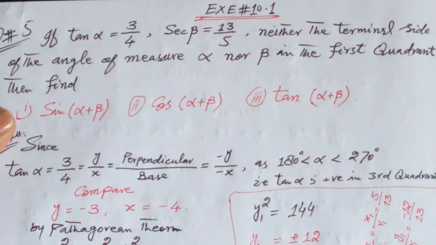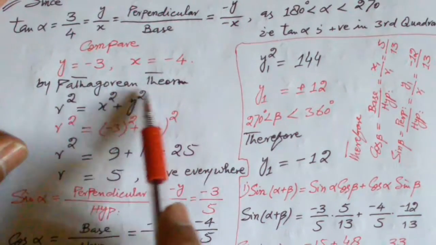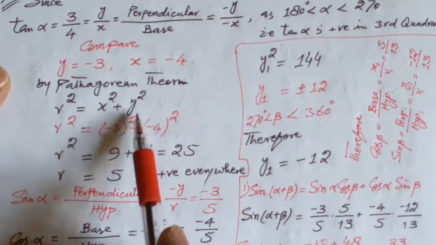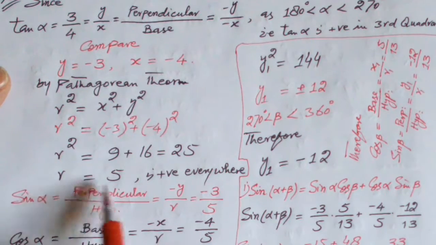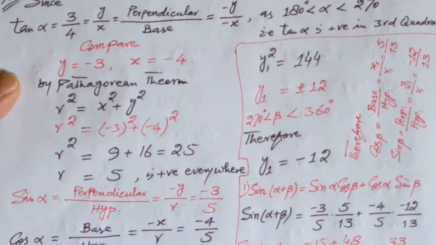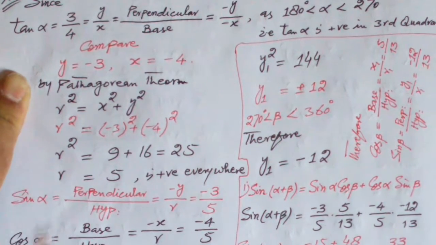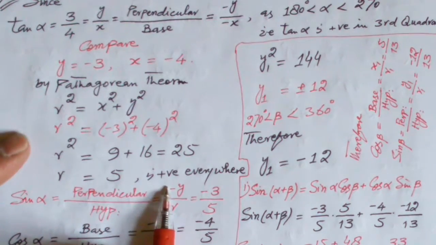To calculate r, the hypotenuse, we have by the Pythagorean theorem, r square is equal to x square plus y square. Substitute the values of x and y. We have r is equal to 5. 5 is always positive, the hypotenuse is positive in each quadrant.